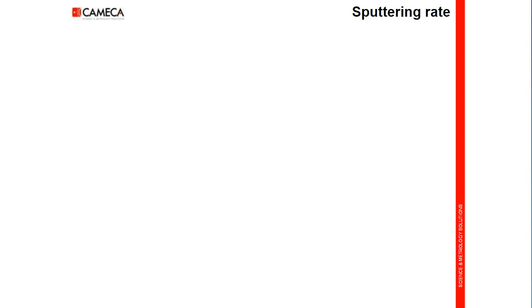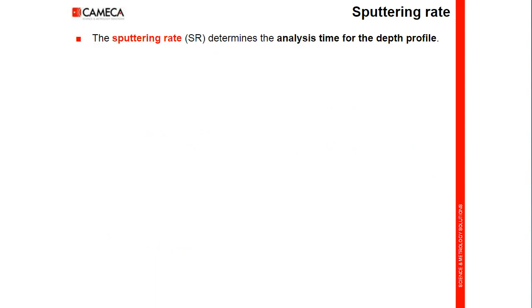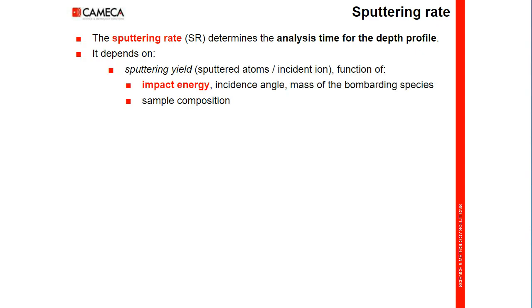The sputtering rate determines the analysis time for the depth profile. It depends on the sputtering yield, number of sputtered atoms per incident ion, that is a function of energy, incidence angle, and mass of the bombarding species, and which also greatly depends on the sample composition. For given analytical conditions, the sputtering rate is then varied by changing the primary beam current and/or raster size.